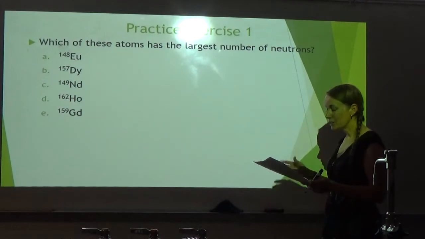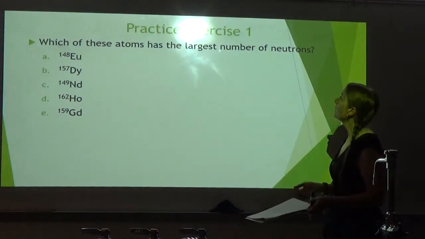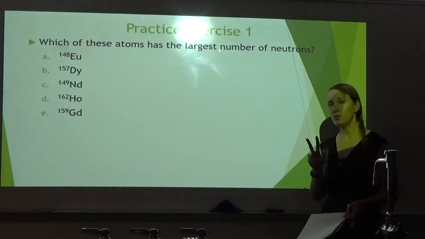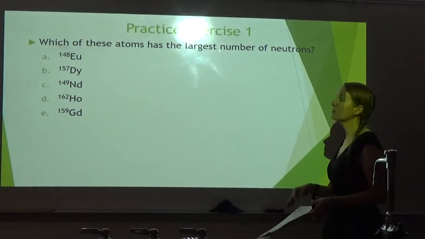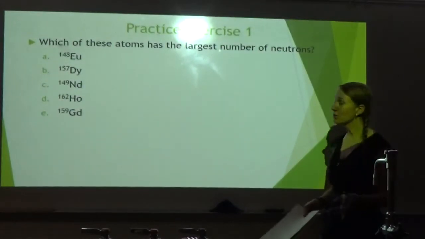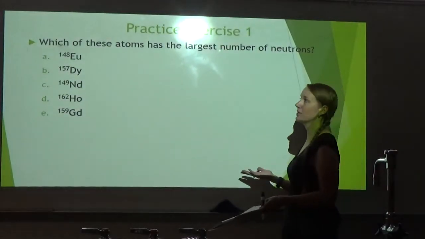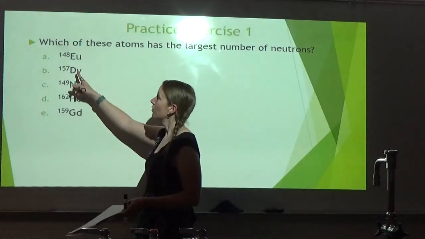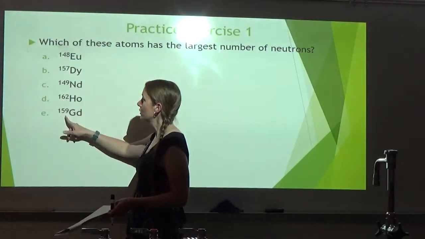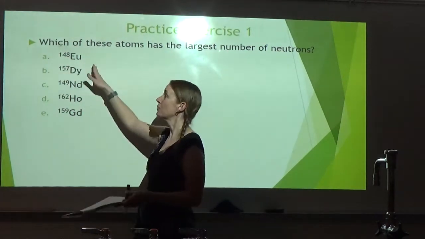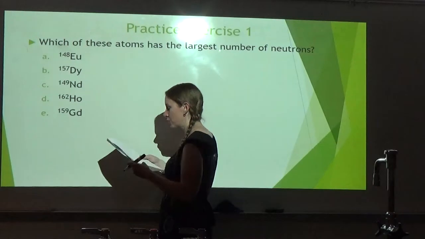All right, so the next one says, which of these atoms has the largest number of neutrons? So I actually had two that both had the largest amount when I did this one, so I'm not sure if it was supposed to have two as the answer or not. I pulled these from the textbook though. Okay, so all I did was I found the atomic number of each element on the periodic table, and I did mass number minus atomic. So I'm just going to put how many neutrons I got for each one.